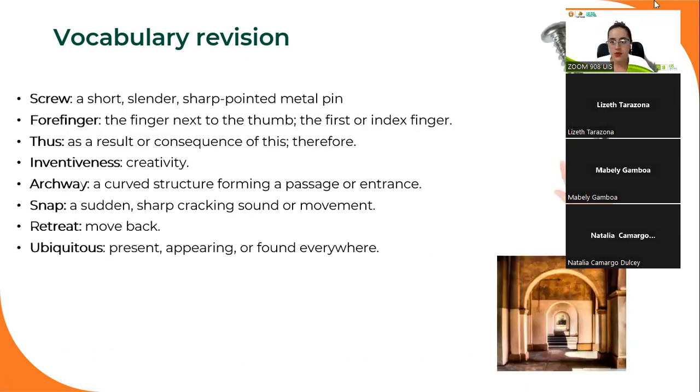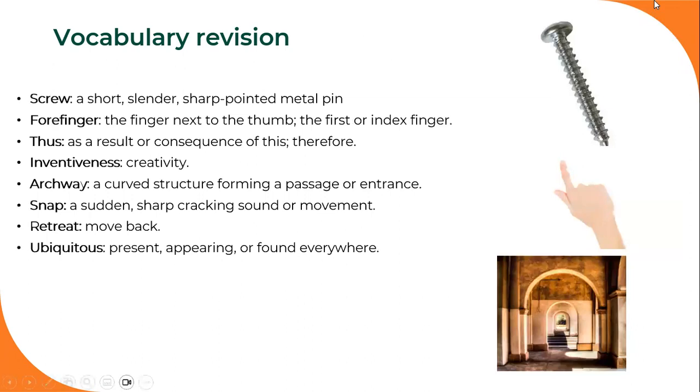All right, and the last word that we have first is screw. This is also a verb, but in this case, it refers to this thing, a short, sharp-pointed metal pin. This is a screw, okay? Tornillo, screw. The forefinger is this index finger, forefinger, okay? You can see it on the picture. Thus is similar to therefore, as a consequence. Thus, okay, therefore.